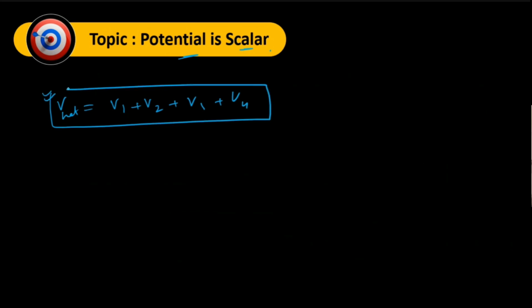So this is what is written here. Potential is a scalar, and because of this, the summation of all these potentials due to charges is nothing but the total potential of the system. But the net electric field cannot be found by this relation.